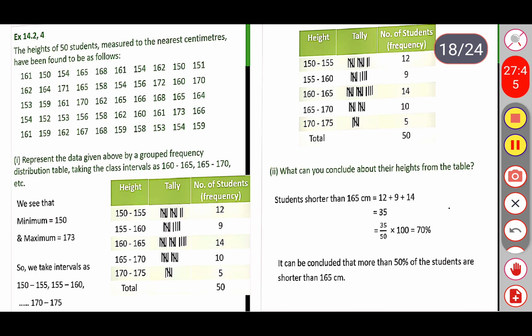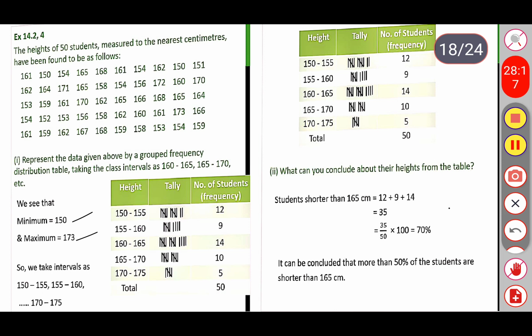Before constructing the frequency distribution table, you need to observe the least value and the highest value. The minimum value is 150 and the maximum value is 173. If the minimum value is 150, the first class interval should start from 150 to 155. The width of the class interval is already given, that is 5. That's why we are taking 150 to 155 here. The next class intervals are 155 to 160, 160 to 165, 165 to 170, and 170 to 175.